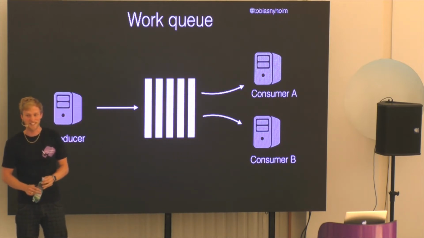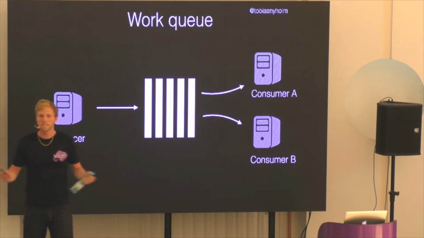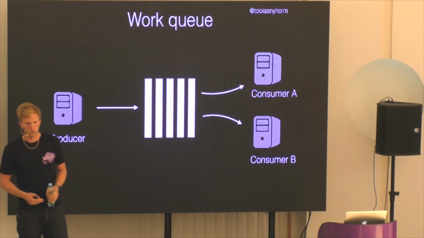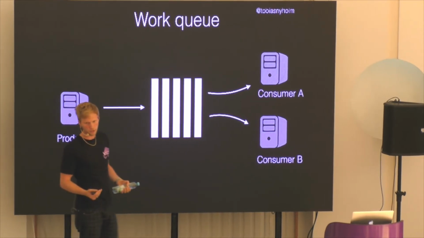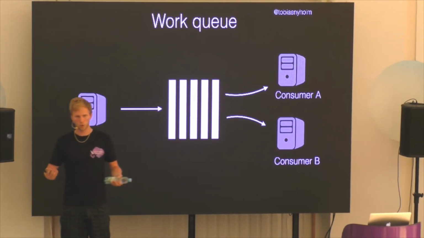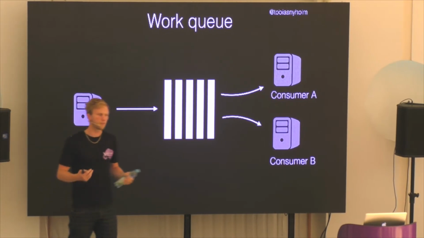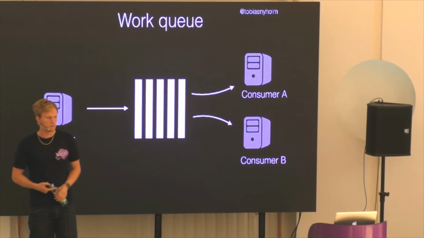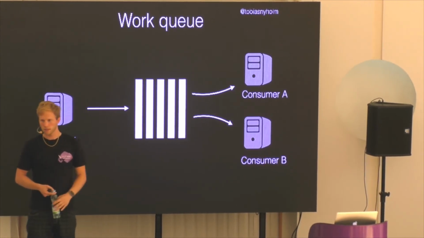Queues as a service then. This is a simple queue. This is a simple way of structuring your queue. It's a work queue, so you have one producer, and then you have one or more consumers. And if one consumer goes down, the other consumer is still up and consumes all the messages. And this is a nice work queue.